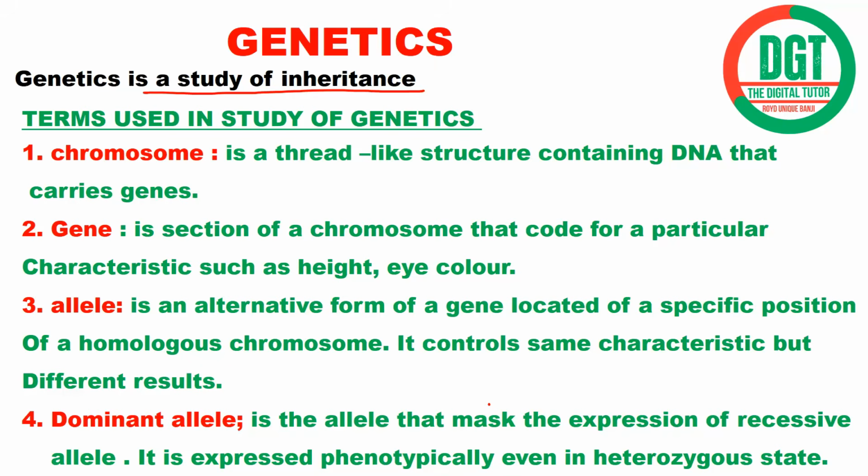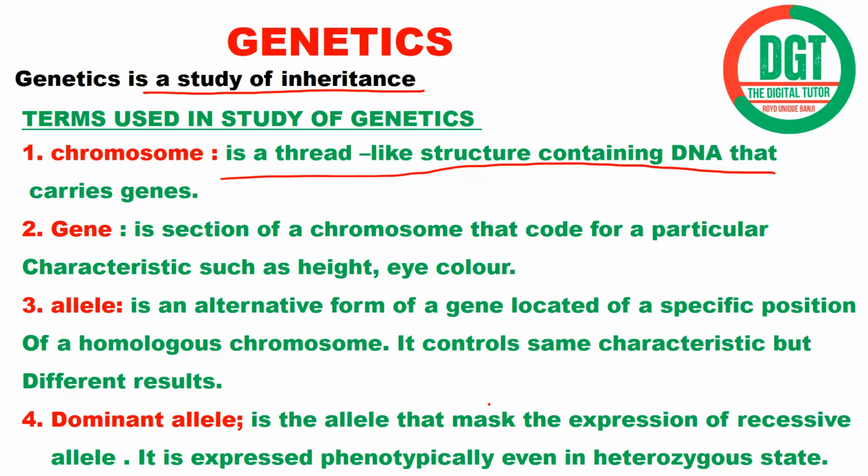One of the terms that we'll come across is the chromosome. So what is a chromosome? A chromosome is a thread-like structure containing DNA that carries genes. In other words, you can say the chromosome is just a DNA thread wrapped in a protein. The chromosome carries inherited information from one generation to the other.